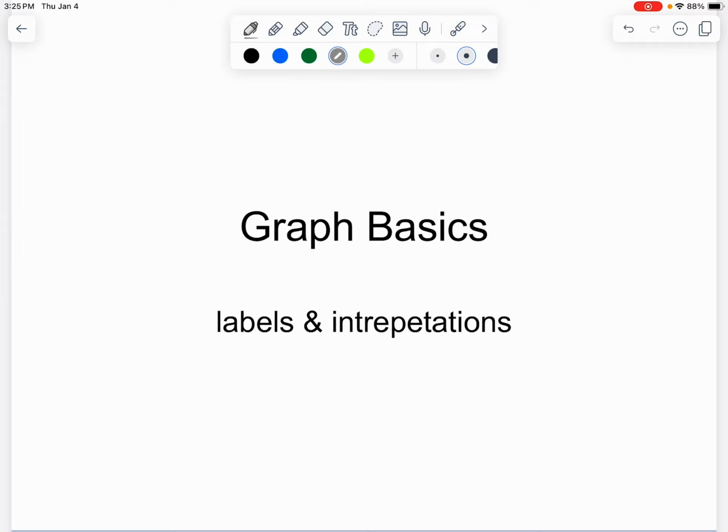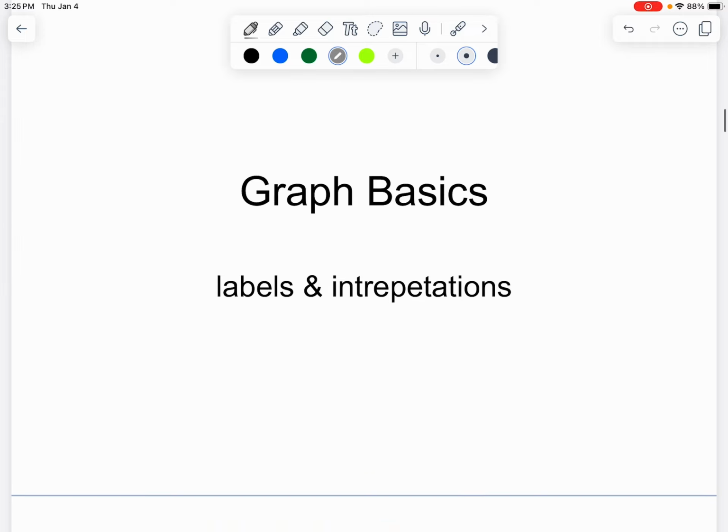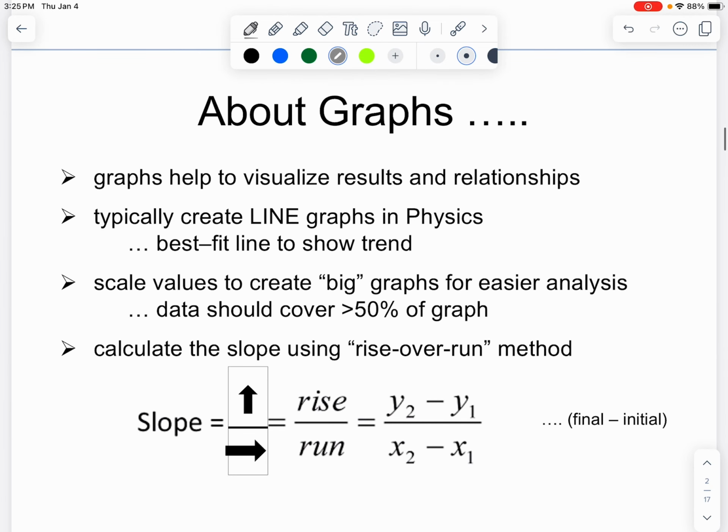All right, today we're going to talk about some basic information on graphs. So the first thing I want you to know is that a graph is just a way to visually represent our data. We can have tables and spreadsheets, but a lot of times it's a lot easier to see patterns and trends and relationships if we visualize that data in the form of a graph.